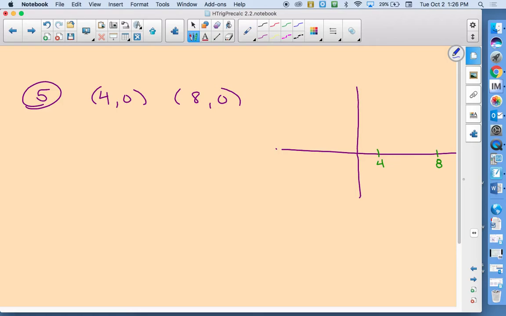The vertex. Not the vertex. The max or min value. Not the max or min value. A point on the graph. No. What is the middle point between the two? What kind of graph do we have? Oh, the axis. Yeah, the axis of symmetry.